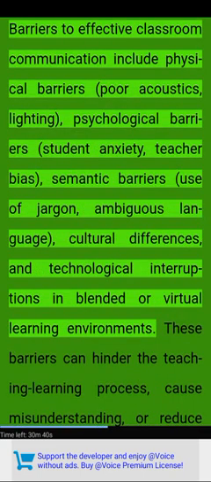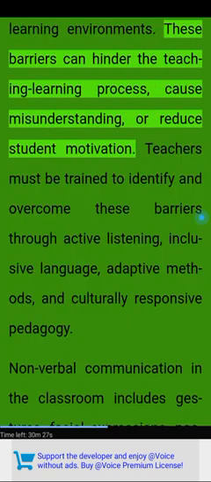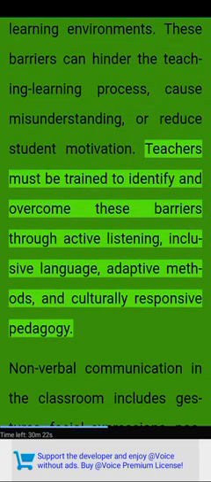Barriers to effective classroom communication include physical barriers, such as poor acoustics and lighting; psychological barriers, such as student anxiety and teacher bias; semantic barriers, such as use of jargon, ambiguous language, and cultural differences; and technological interruptions in blended or virtual learning environments. These barriers can hinder the teaching-learning process, cause misunderstanding, or reduce student motivation. Teachers must be trained to identify and overcome these barriers through active listening, inclusive language, adaptive methods, and culturally responsive pedagogy.